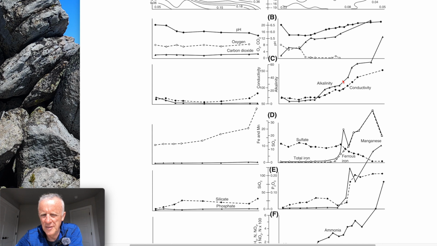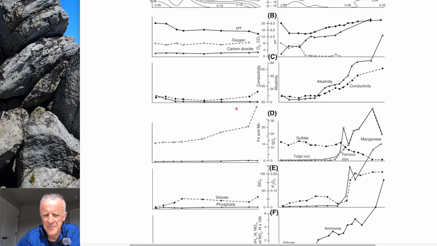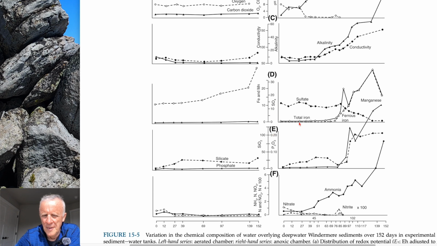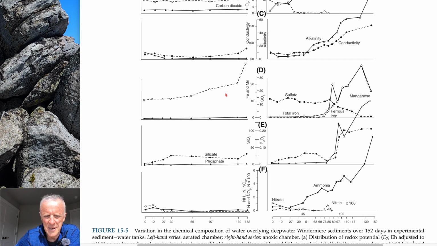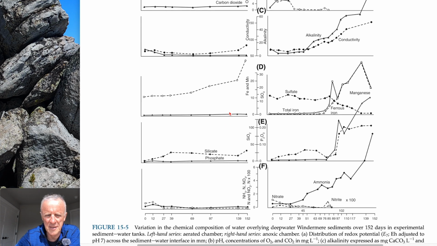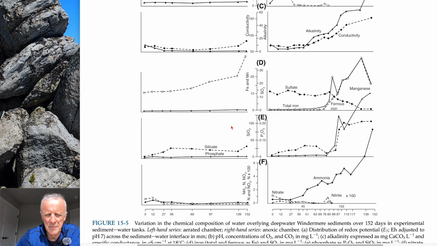Alkalinity increases here in the anoxic chamber, and the conductivity increases, which is very different in the oxic chamber. Then we have sulfate concentration decreasing through time, total iron concentration increasing, as well as ferrous iron and manganese. Here we only have the total iron increasing. All the other ones are not increasing whatsoever.